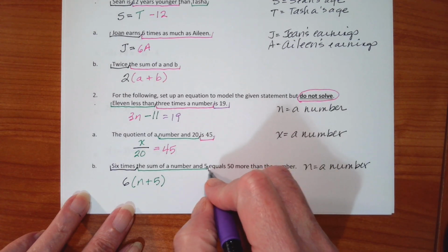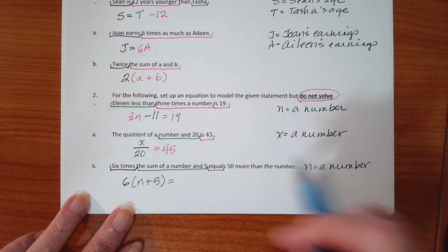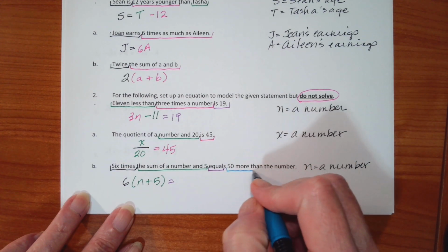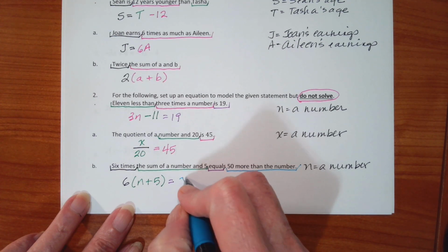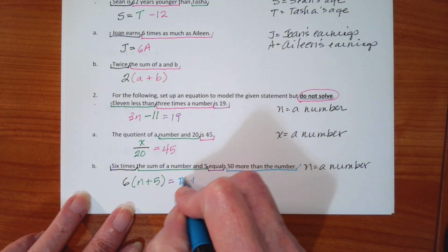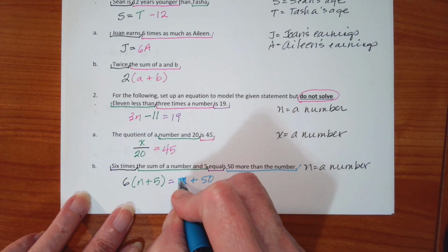equals 50 more than the number. That means I'm going to take the number, which is n, sorry about that, plus 50. So that's an n.